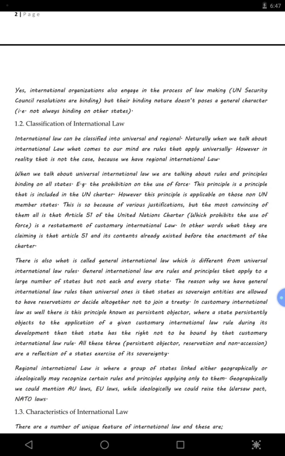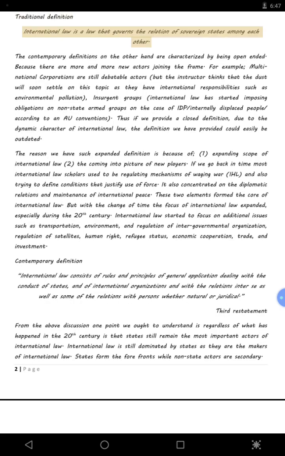Traditional definition: International law is a law that governs the relation of sovereign states among each other. The contemporary definitions, on the other hand, are characterized by being open-ended, because there are more and more new actors joining the frame.